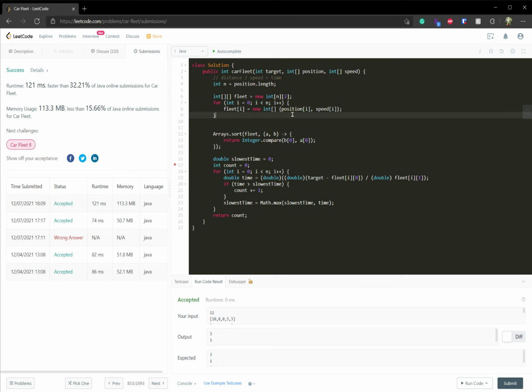For the time complexity, it's dictated by the sorting algorithm here, so it's O(n log n). For the space complexity, if we're sorting in place, the only extra space we're using is the fleet data structure that we use to store the position and speed pair, and that's at most length n. So the space complexity is O(n), and the time complexity is O(n log n).